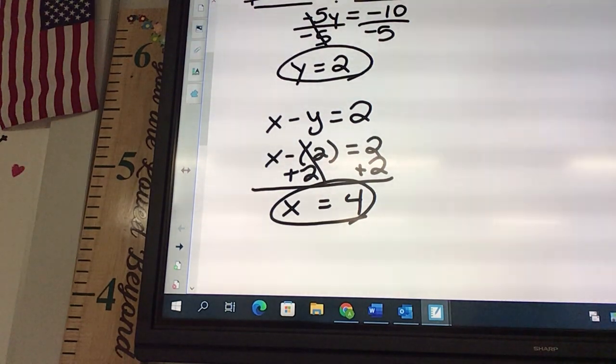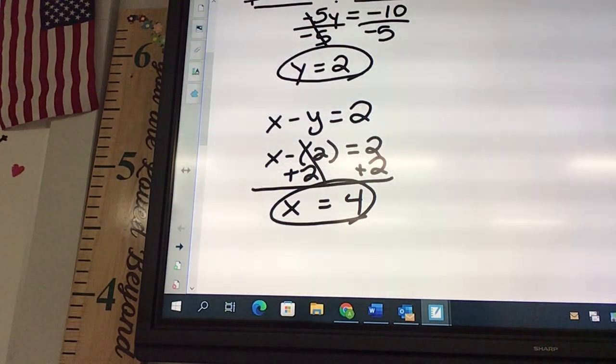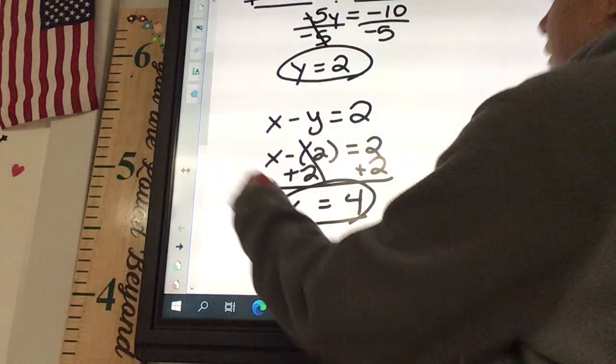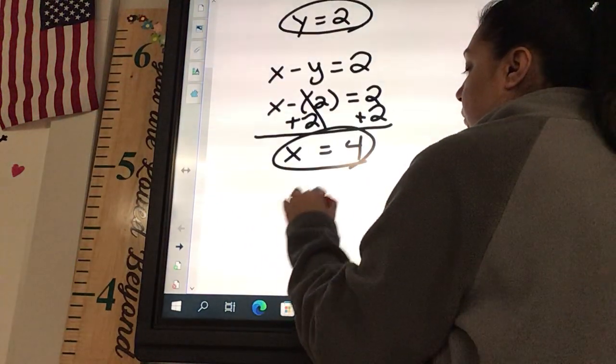Just like substitution, you need to take those two things and write them in a coordinate form. So it should be parenthesis, what comes first? 4, comma 2.